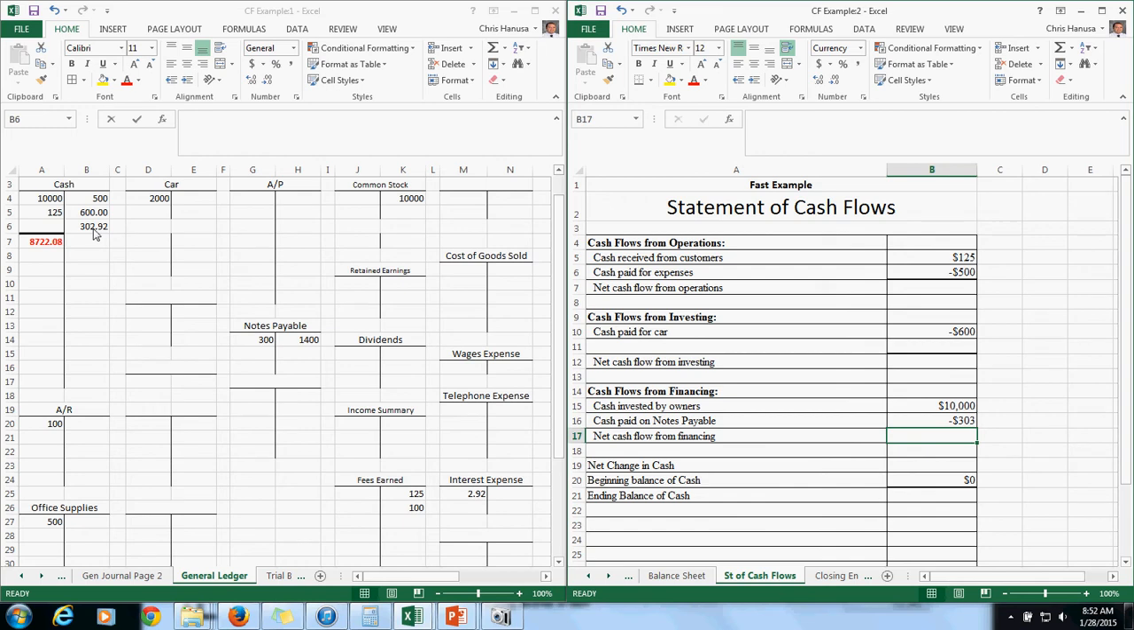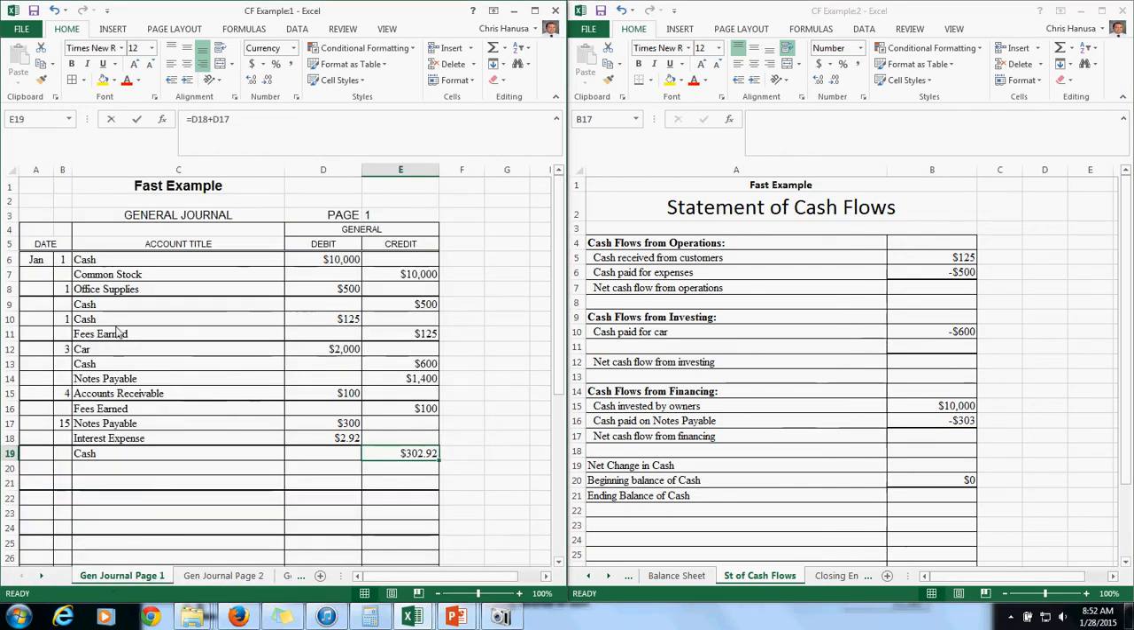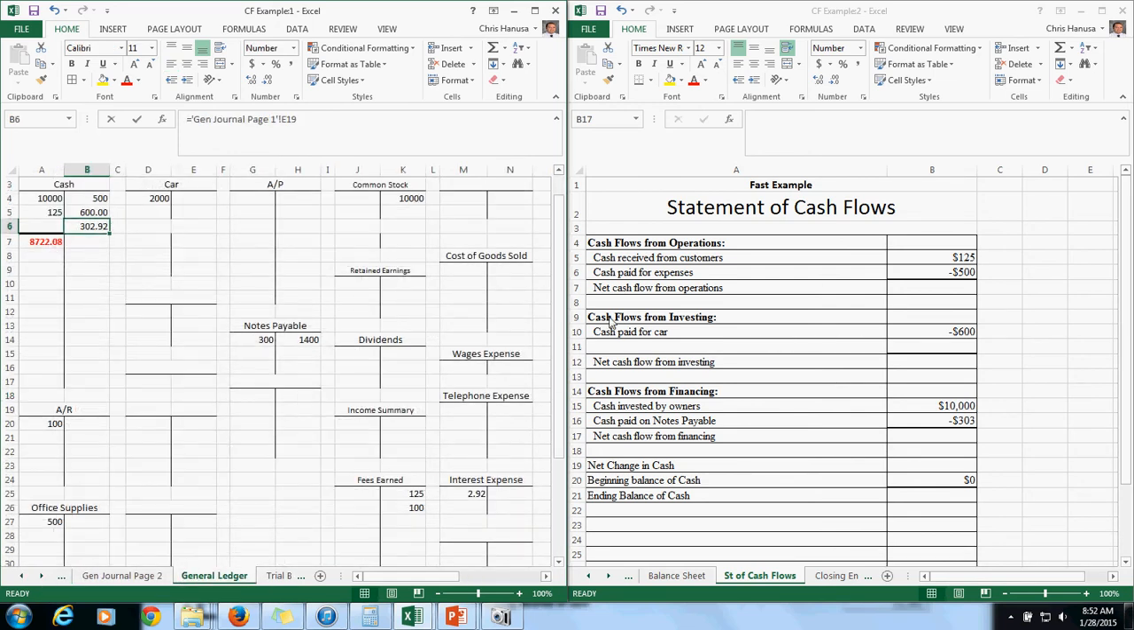Now if you look back at the journal page, just one thing I want to point out, you can see we've got a sale on account on here on the 4th. Cash isn't involved, so it does not show up at all on the statement of cash flows. If that customer were to pay later on, we could include it in cash received from customers, but since he has not yet, we don't include it yet.